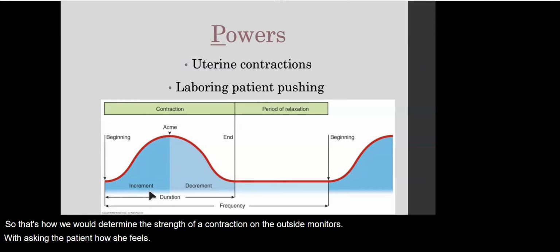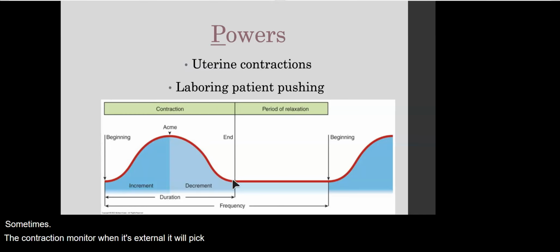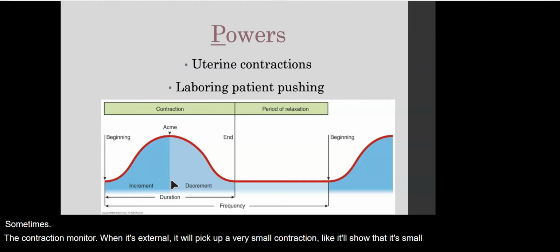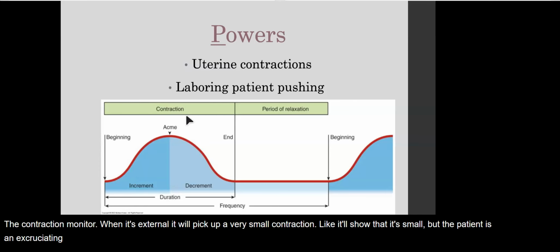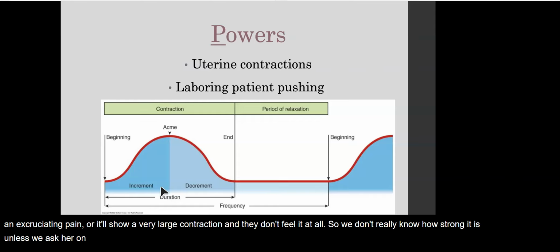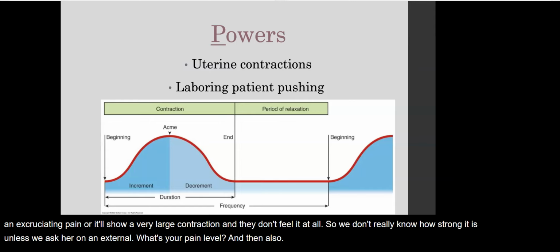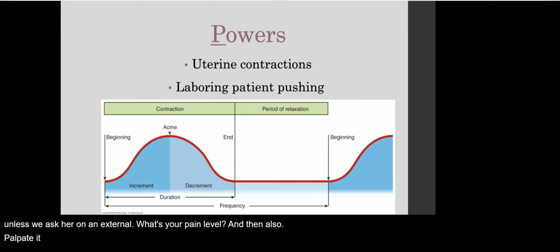Sometimes the contraction monitor, when it's external, will pick up a very small contraction, like it'll show that it's small, but the patient is in excruciating pain, or it'll show a very large contraction and they don't feel it at all. So we don't really know how strong it is unless we ask her on an external, what's your pain level? And then also palpate it with the contractions, feeling mild, moderate, and strong. Okay.